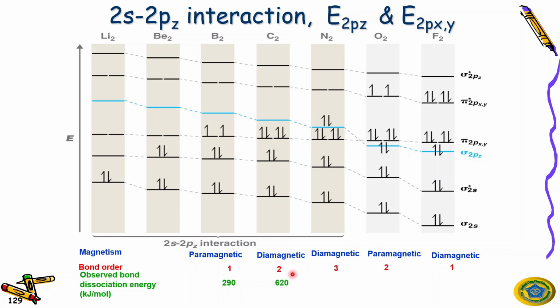So it's 620. You don't need to remember this number, but you need to remember the double bond is stronger than the single bond. And if you have a triple bond, that's 942. So energy increases from single bond to triple bond, and decreases from triple bond to single bond.